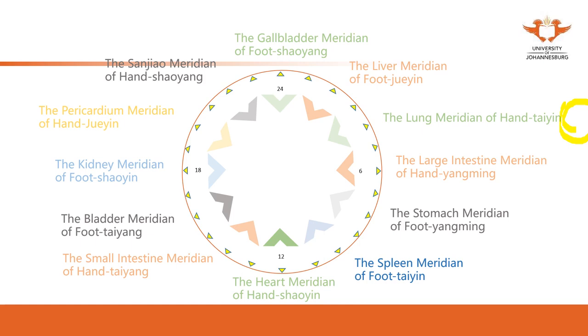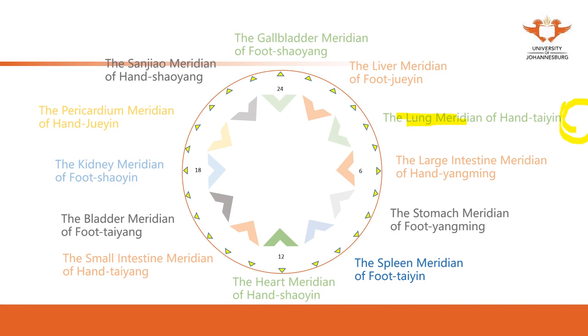There's no start, no end. But let's imagine we start from the lung. From the lung meridian, it goes to the large intestine. And this theory is recorded also in the classic. This is in the morning. The lung meridian sits at about 3 to 5 o'clock in the morning.